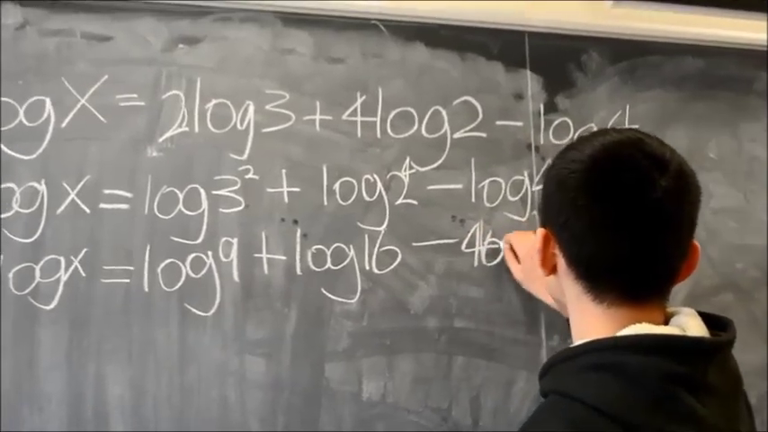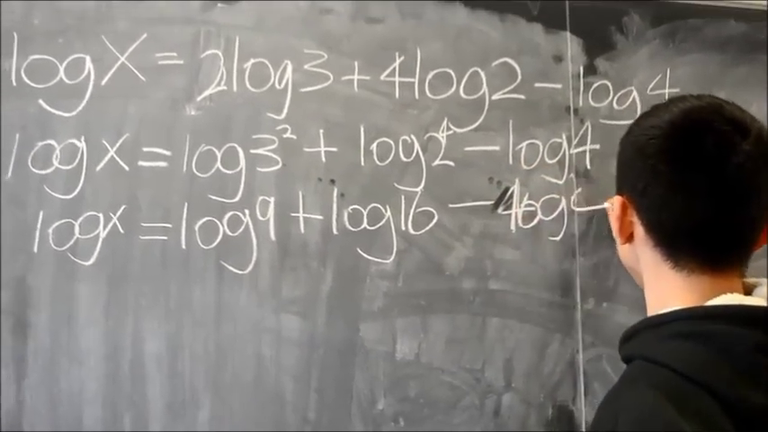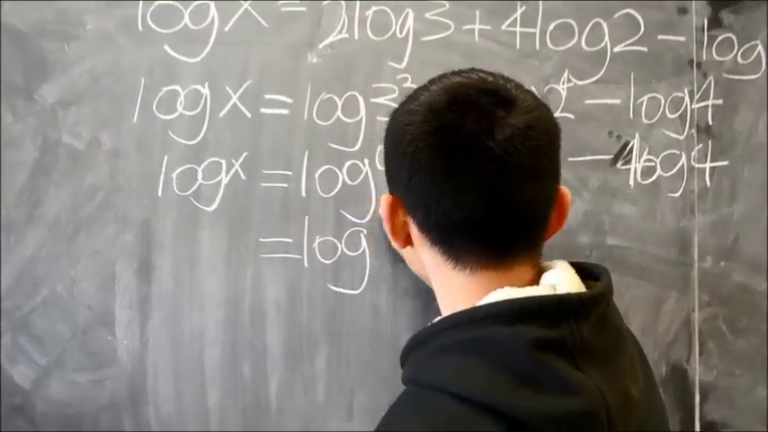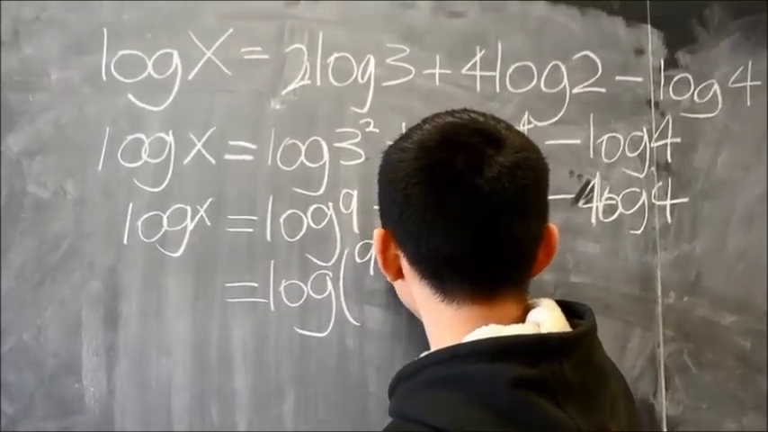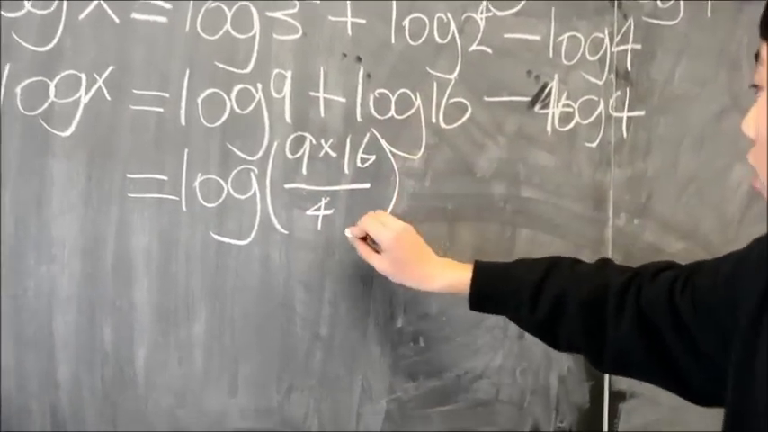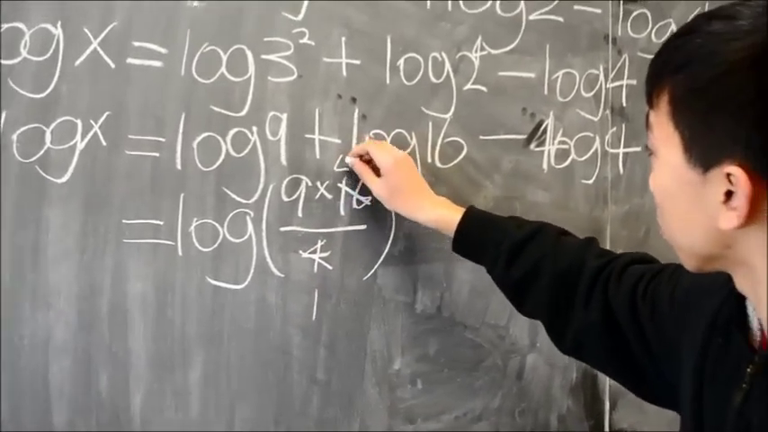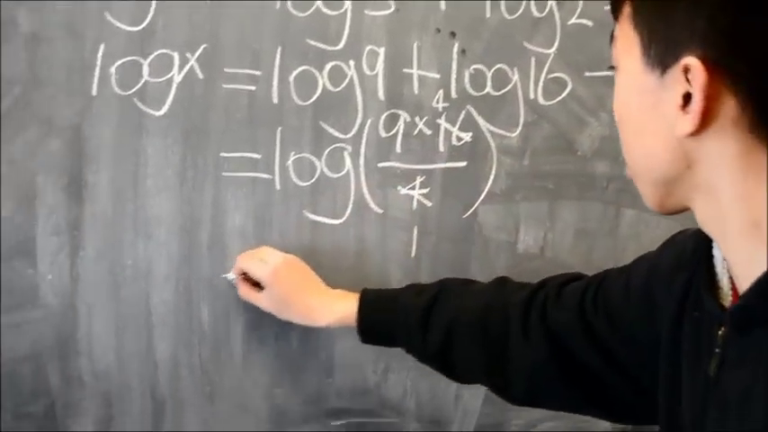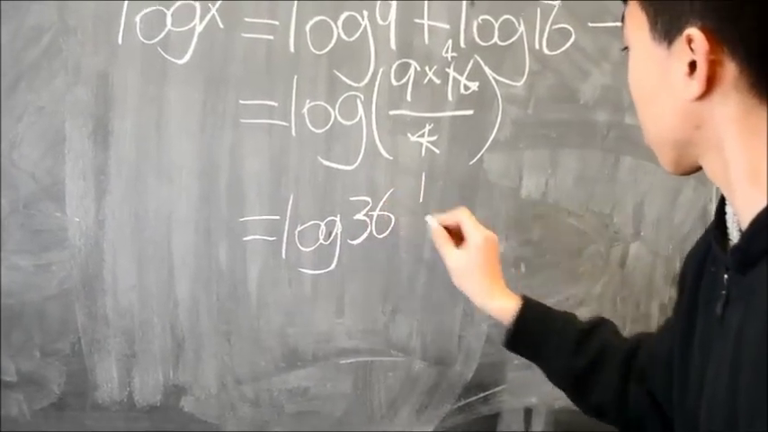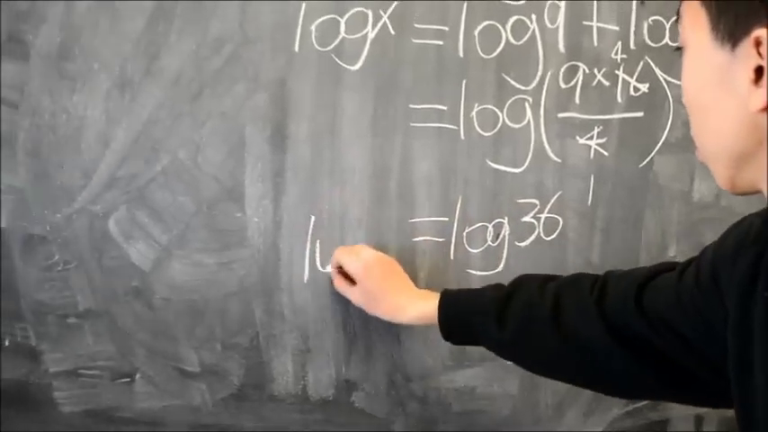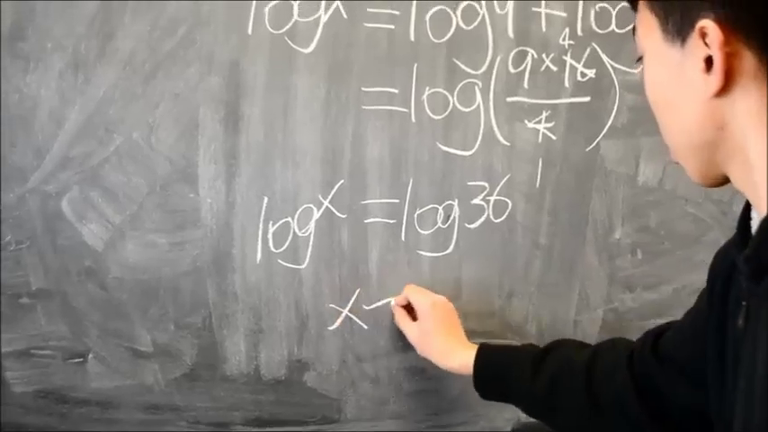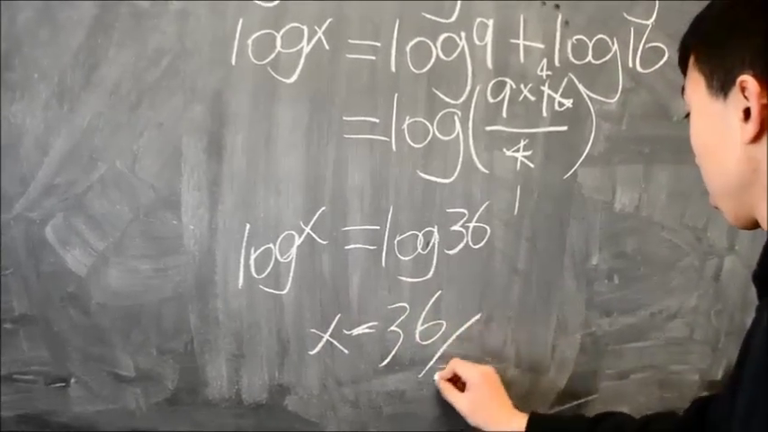Let's bring log 4. And then this will equal log bracket 9 times 16 over 4. Now we can cancel out 4 from 4 and 16, and that would give us log 36. So log x equals 36, thus x equals 36.